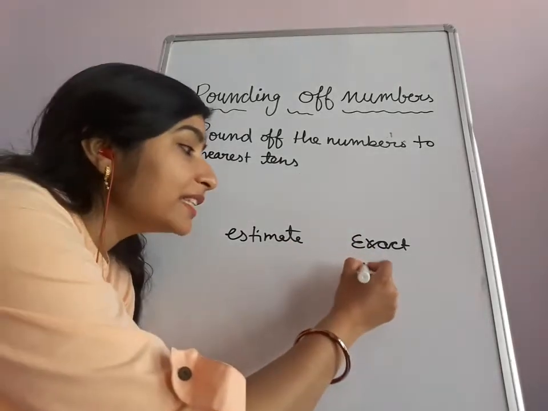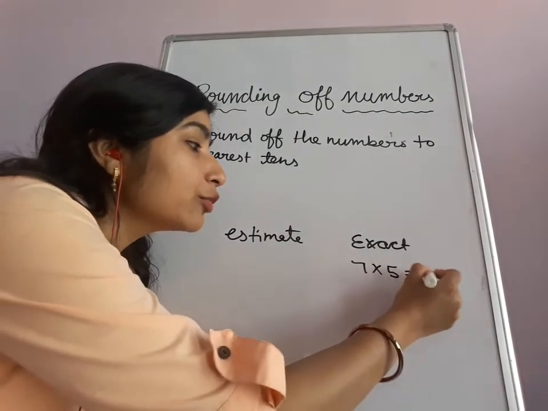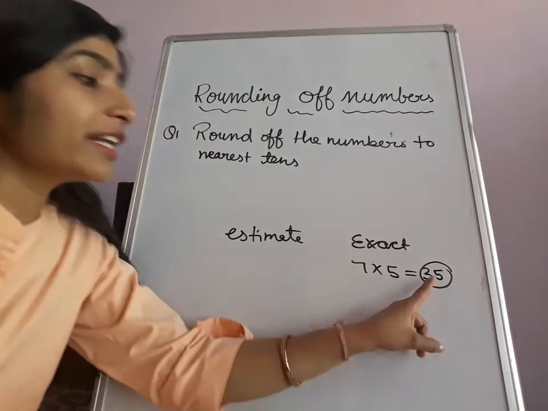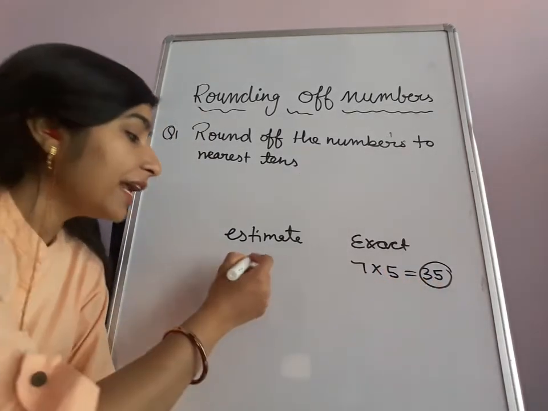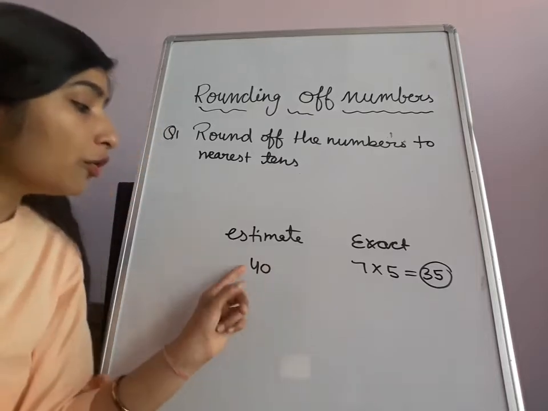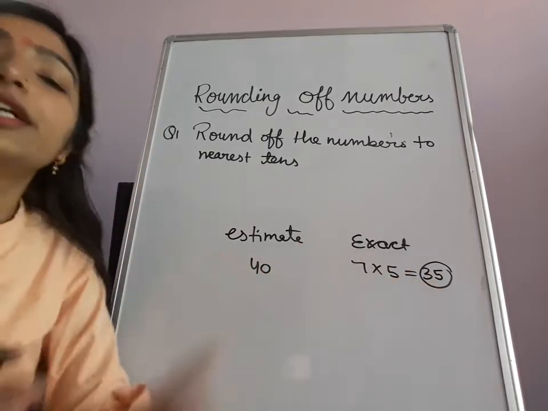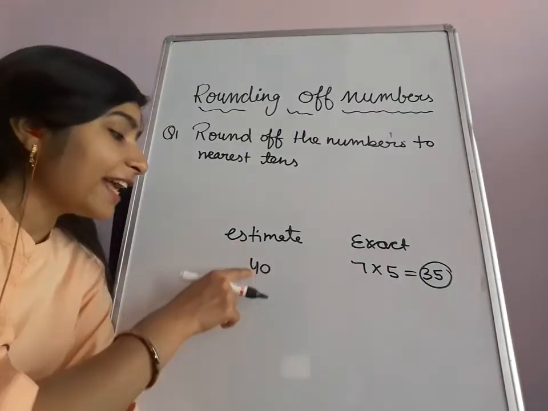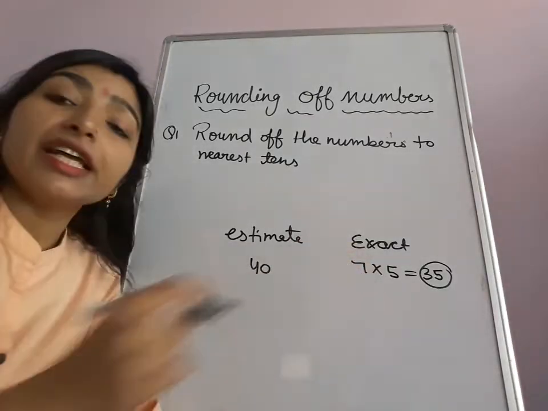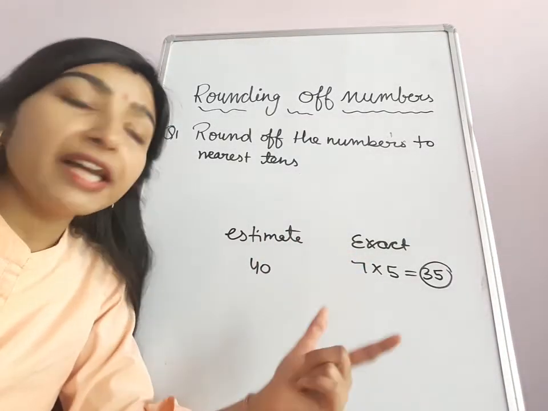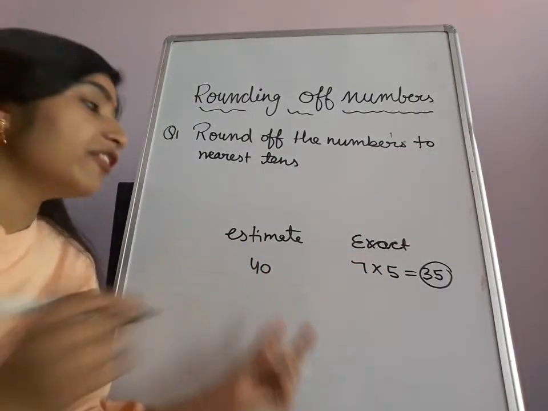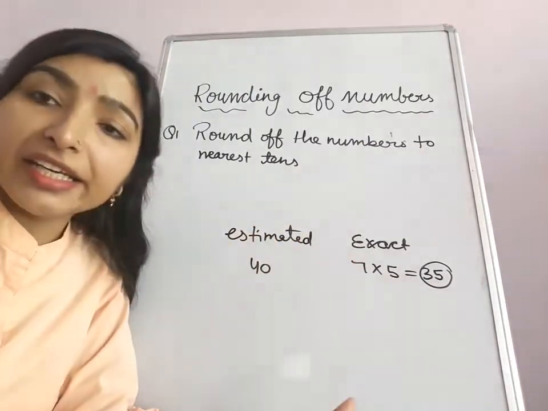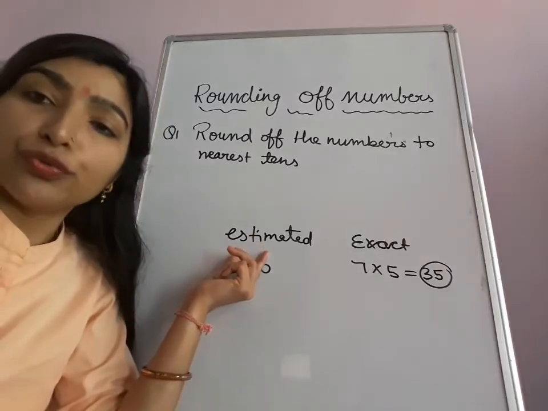When you multiply 7 times 5 is equal to 35. So this is called the exact value. But when you say near, like this is 40, so 40 is nearest to 35. So this is an estimate. When you say nearby the exact value, that is called the estimated value. And in our daily life, this is very useful.